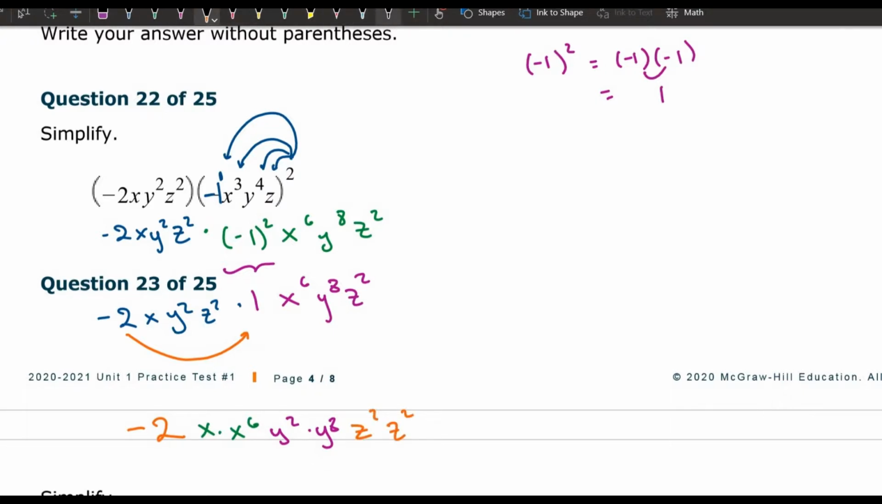Then we work it out. That will give you negative 2, x to the 1 plus 6, x to the 7, y to the second times y to the 8, you add them, that's just y to the 10. And then z to the 2 plus 2 is z to the 4. And that's it. That is problem 22.